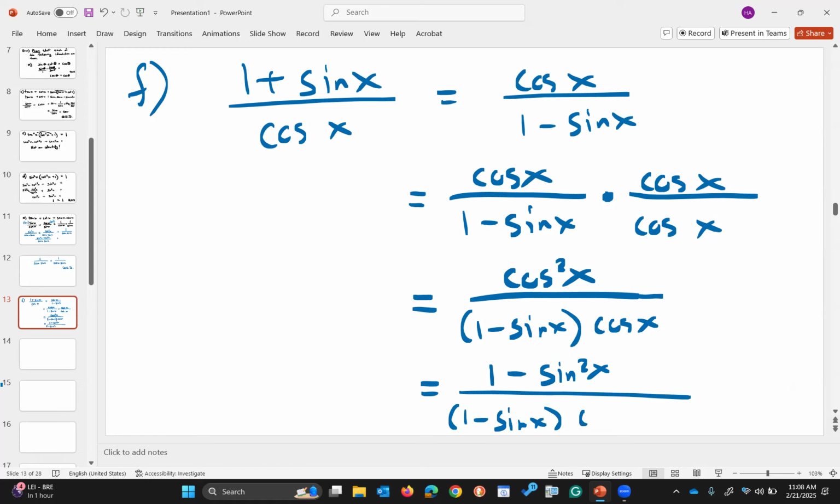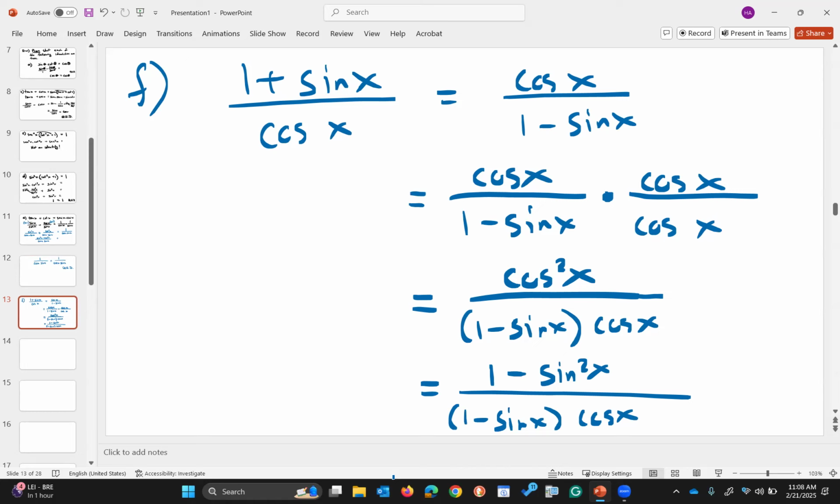Anybody know what is going to become tangent? The whole thing. I have a 1 minus sine squared x, and then I have a 1 minus sine. I somehow have to get rid of this. Okay, separate.